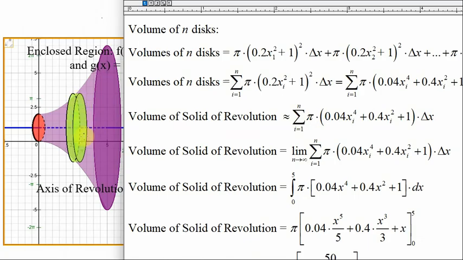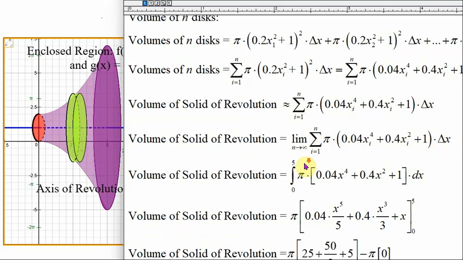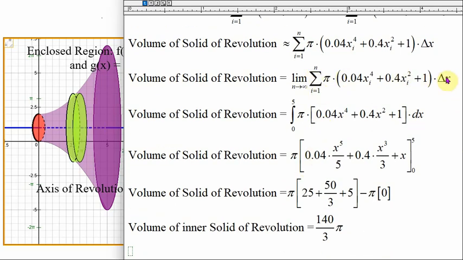And if we want the exact volume for the solid of revolution, then we need to divide it into an infinite number of slices, meaning allow n to run to infinity. Then we would get an expression like this: the limit of this sum as n approaches infinity. And when this limit exists, we define it as the definite integral from 0 to 5 of 0.04x to the 4th plus 0.4x squared plus 1, dx.